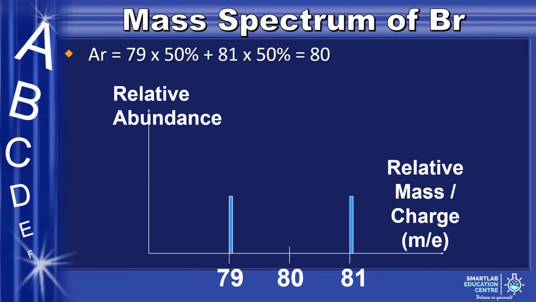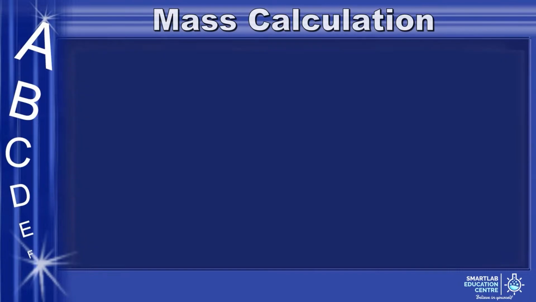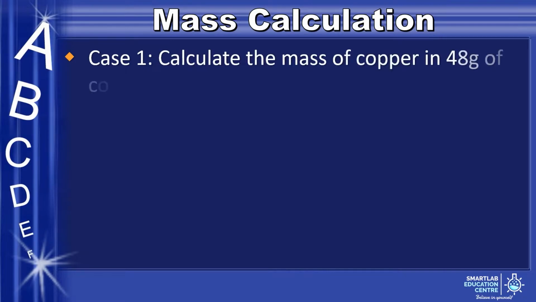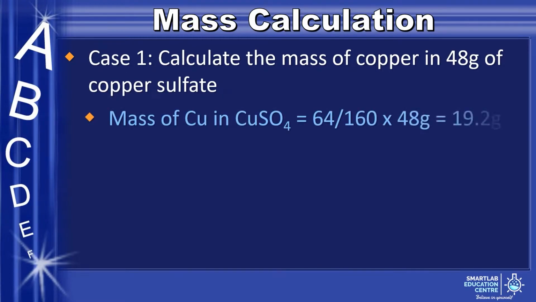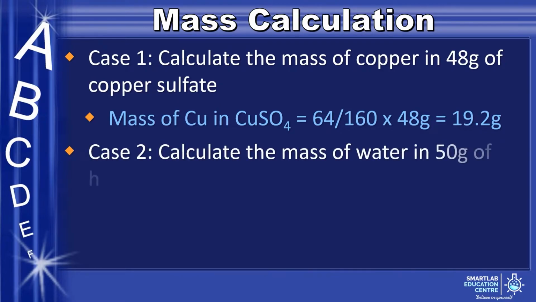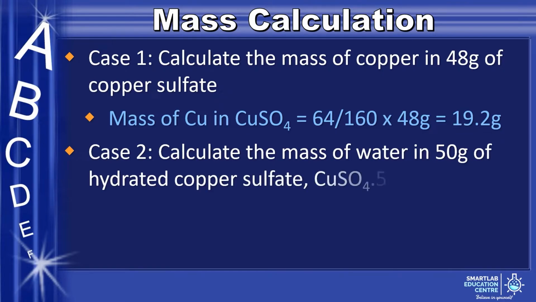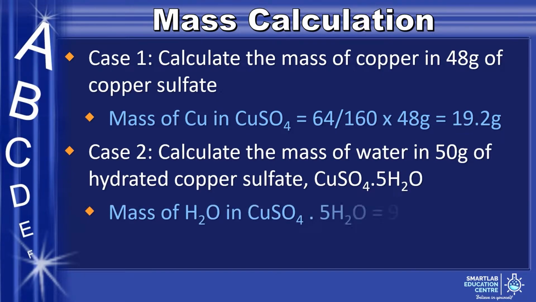Now let's do some mass calculation. In the first case, given that the mass of copper sulfate is 48 g, how will we calculate the mass of copper? We take the Mr of copper divided by the Mr of copper sulfate times the mass of copper sulfate. For the second case, given that the mass of hydrated copper sulfate is 50 g, how do we calculate the mass of water in it? We take 9 divided by 25 times 50 g and we will find the mass of water.